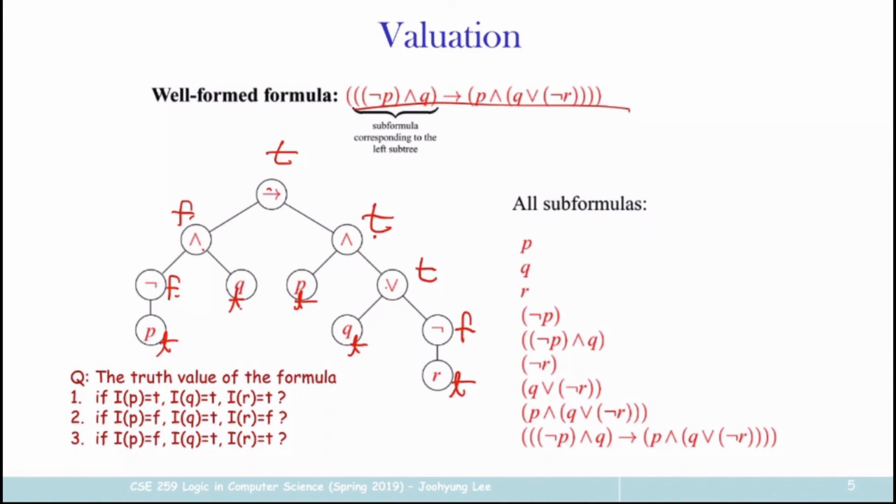Now, false implies true is the tricky case, right? I said in the middle that I don't need to look at the right subtree, because if the left subtree is false, then whatever you have on the right subtree, false implies anything is actually true, right? So the answer to the first question is true.